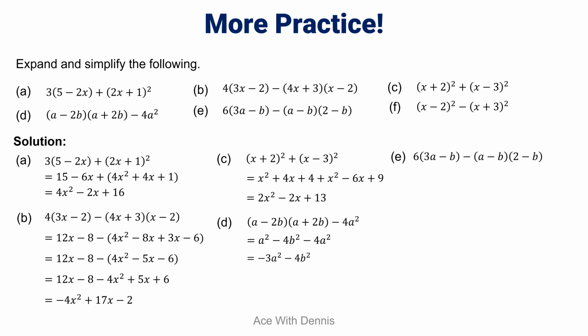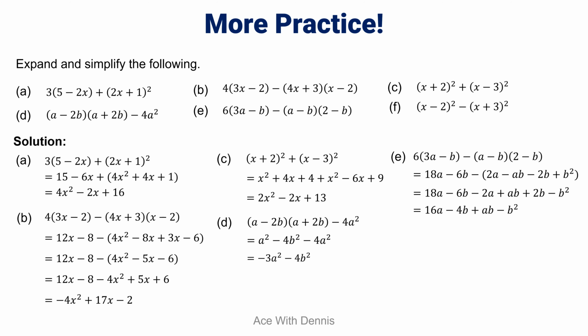E. 6 times 3a minus b minus bracket a minus b times 2 minus b. So we expand, we have 18a minus 6b minus bracket 2a minus ab minus 2b plus b squared. Remove the bracket, we will get 18a minus 6b minus 2a plus ab plus 2b minus b squared. Simplify further, we will have 16a minus 4b plus ab minus b squared.